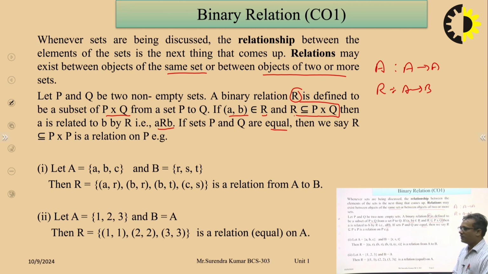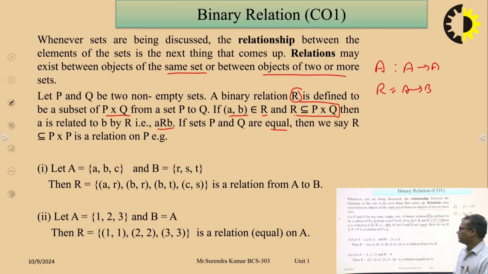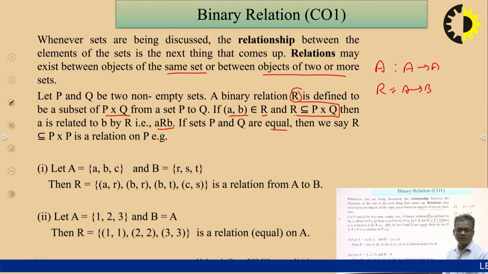Let's take one more example. We have a set A which contains elements a, b, c, and we have another set B which contains r, s, t, three elements. So if a relation R is defined from set A to B, then (a, r), (b, r), (b, t), (c, s) is a relation from A to B.